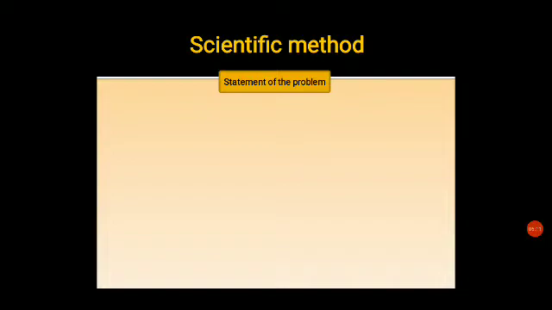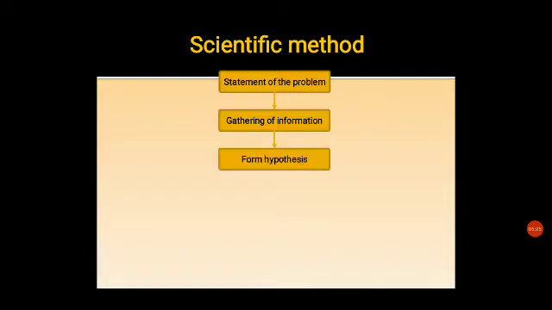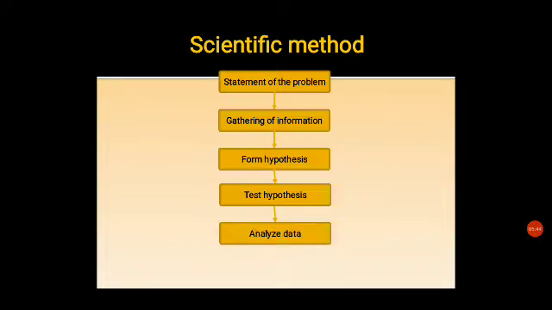So we have the statement of the problem. You have to identify the problem. Then next, of course, you have to gather information related to the problem. Then you are going to formulate your hypothesis, or this is your educated guess. Next, you have to test your hypothesis. So you're going to design an experiment, test it, then analyze the data gathered from your designed experiment. Then you're going to draw the conclusion.